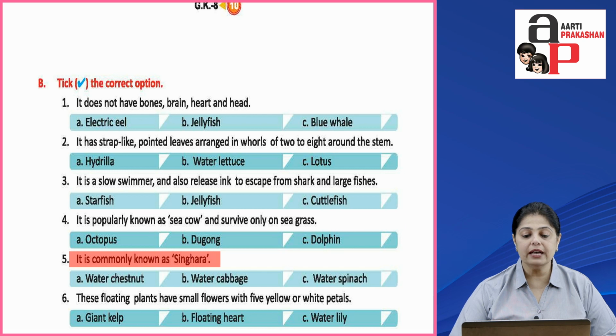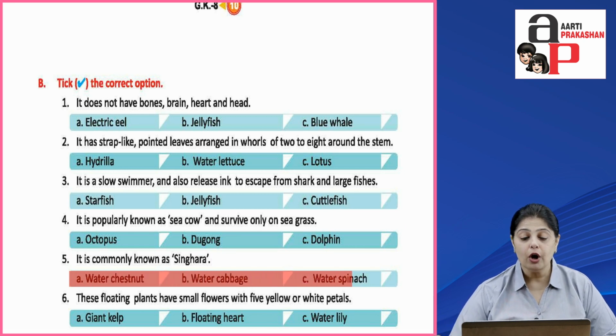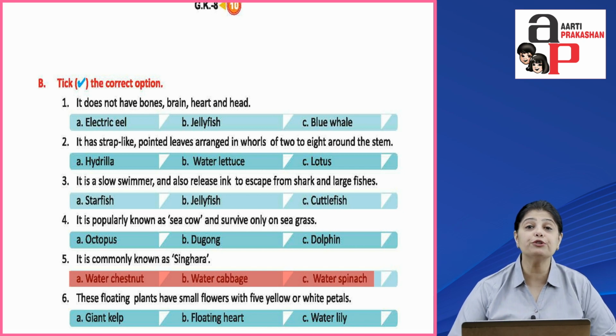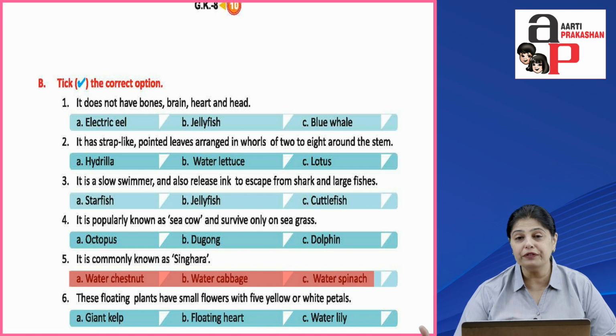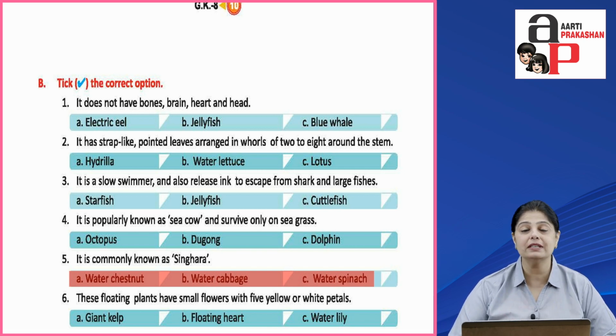It is commonly known as singhada. Now we eat singhadas also, but these are different singhadas. Singhadas are actually called water chestnuts. So I think you've already got the answer. It is a water chestnut. We do have it especially during the winter season, the beginning of winters. During the autumn season to be precise, we have this thing called singhada. It is also known as water chestnut in English.